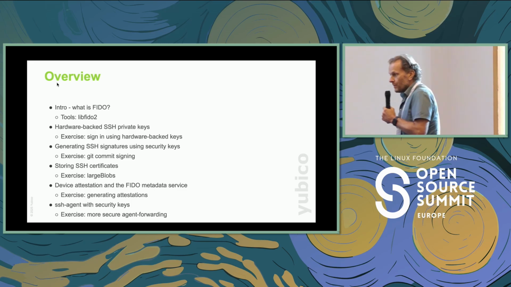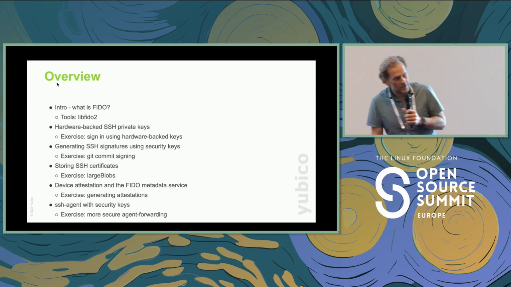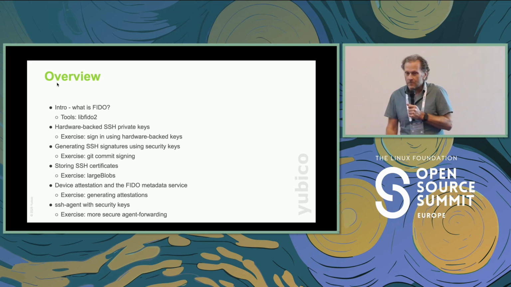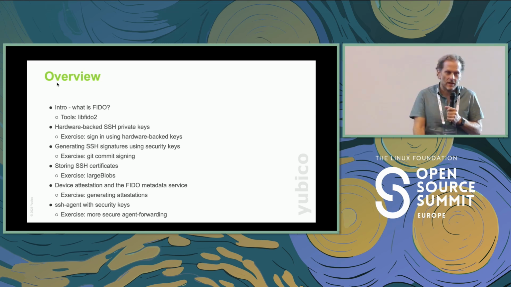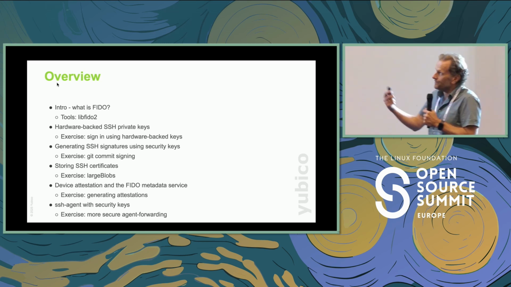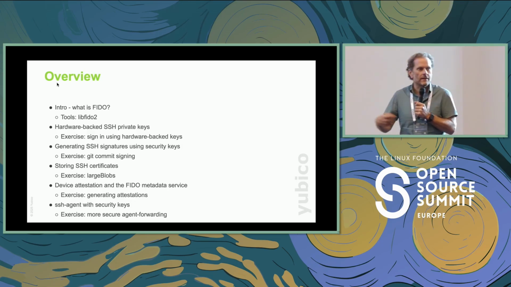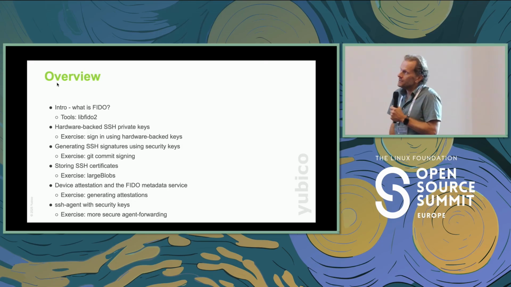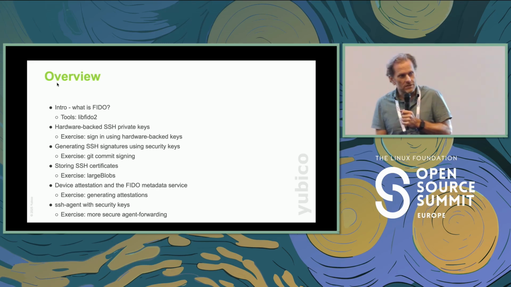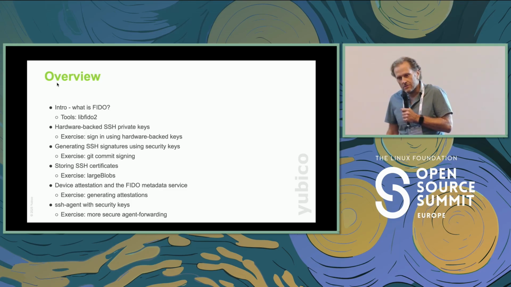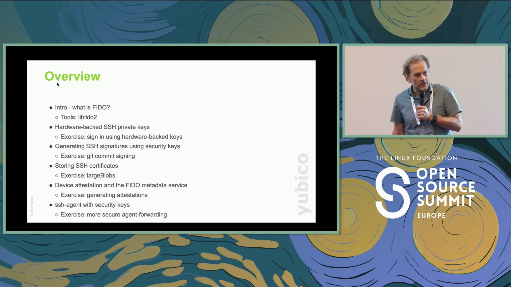Then OpenSSH also supports signing, so you can actually use a key to sign things like files. That's what the second exercise is about, signing things, but it is mostly used for signing things like Git commits or tags. Then we have something called large blobs, so I'll explain what those are. Those can be used to store an SSH certificate on your security key.